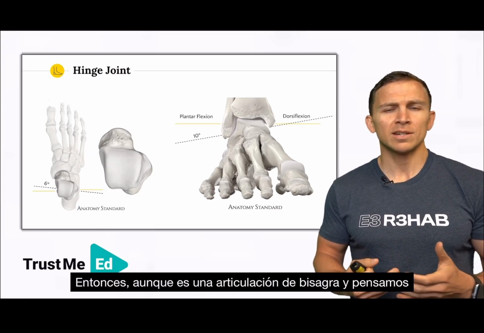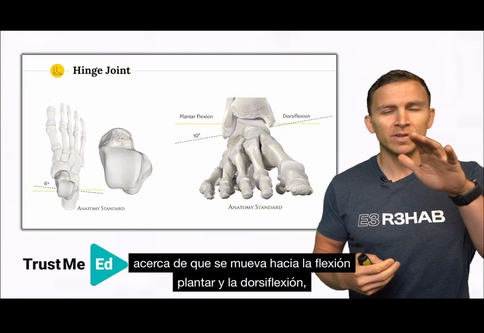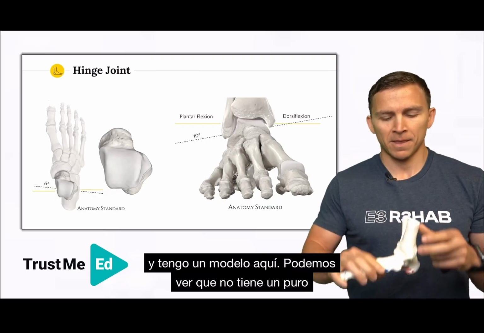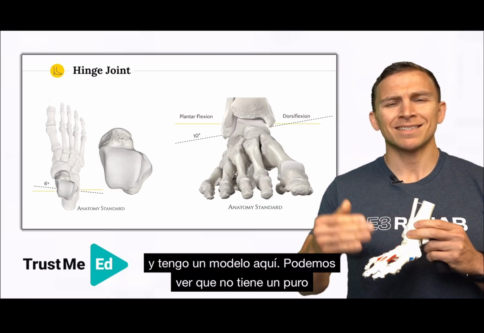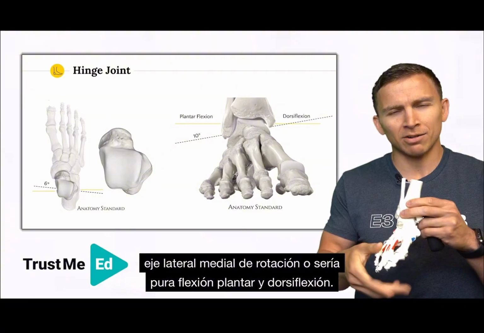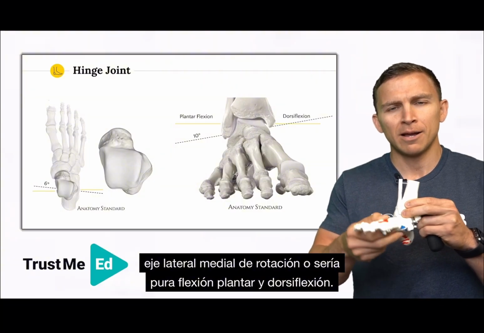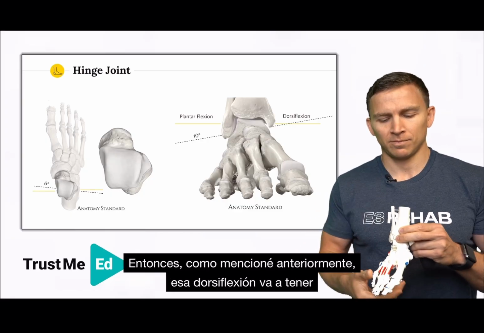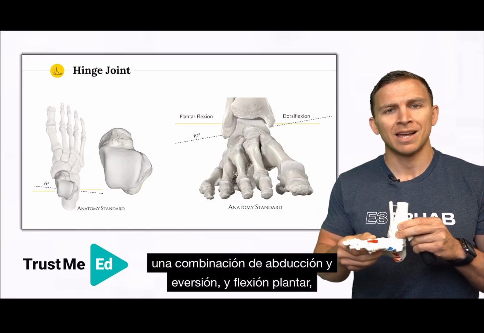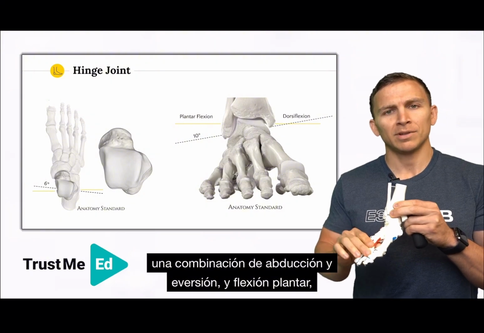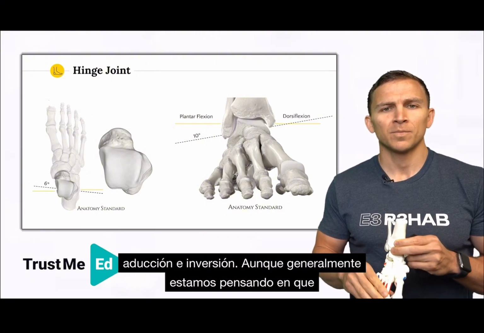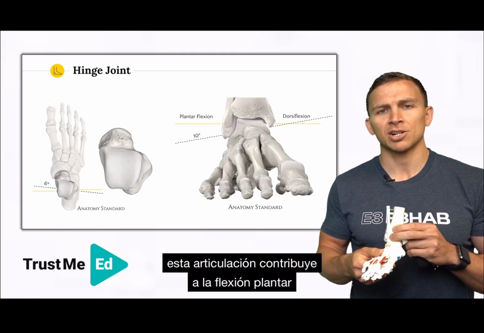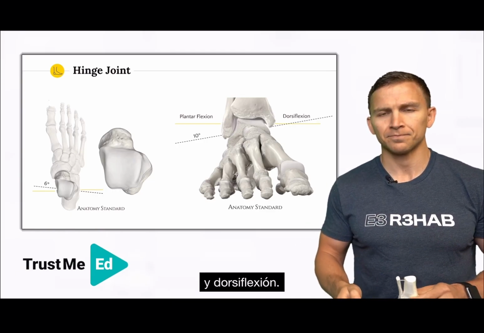So although it's a hinge joint, and we think about it moving into plantar flexion and dorsiflexion, and I have a model here, we can see that it doesn't have a pure medial lateral axis of rotation, or it would be pure plantar flexion and dorsiflexion. So as I mentioned earlier, that dorsiflexion is going to have a combination of abduction and eversion, and plantar flexion, adduction and inversion, although generally we're thinking about this joint contributing to plantar flexion and dorsiflexion.